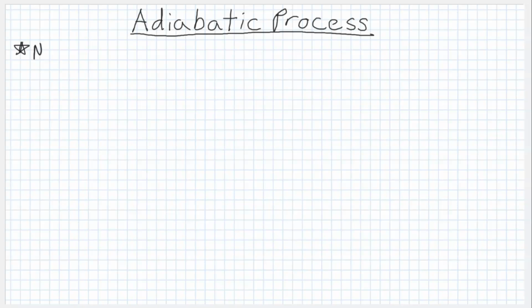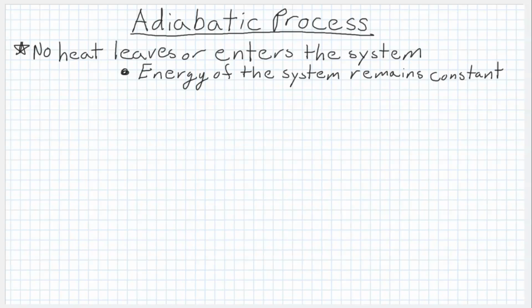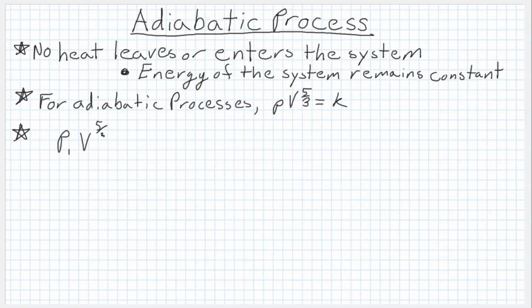This video is going to be about adiabatic processes. Just a reminder, an adiabatic process is one where no heat leaves or enters the system, so the energy of the system remains constant. For an adiabatic process, the pressure of the gas times the volume of the gas to the 5/3 power is always constant. This means the initial pressure times the initial volume to the 5/3 power during an adiabatic process will equal the final pressure times the final volume to the 5/3 power.